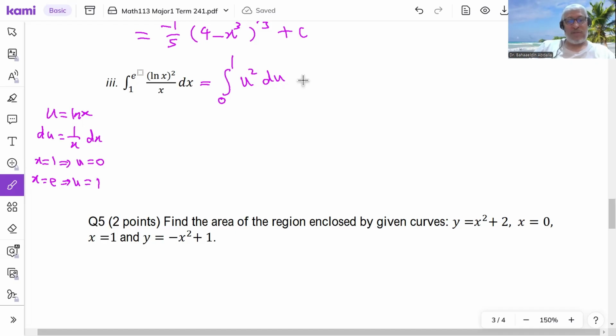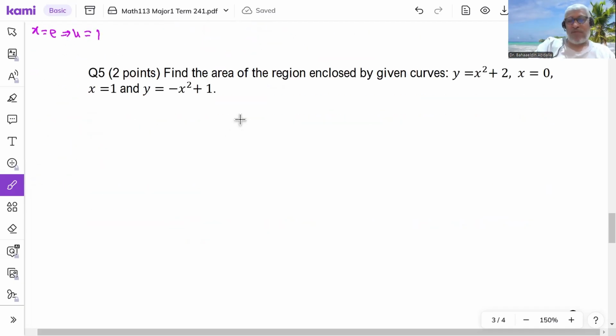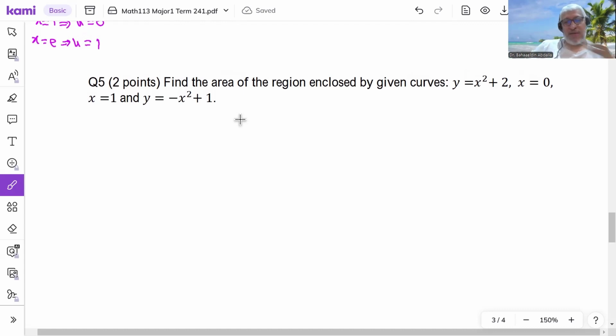And this is a very easy integral. It's u cubed over 3. I can take 1 over 3 out, and u cubed from 0 to 1. So 1 cubed minus 0 cubed, so it's 1. So the answer is 1 over 3. So that's the answer. Find the area of the region enclosed by the given curves.